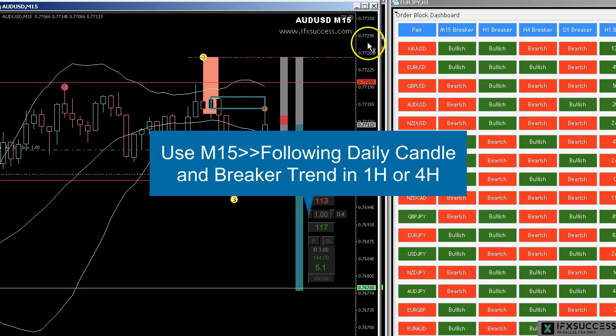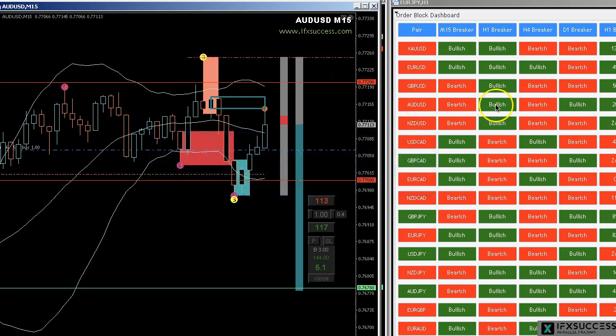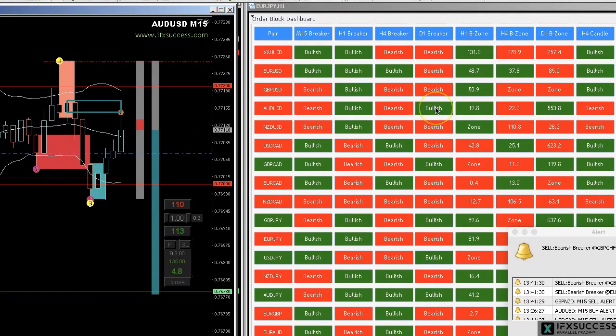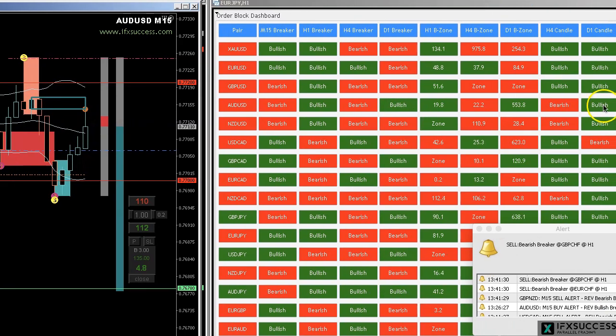So on this Australian dollar, pretty much what I'm following is the 1 hour breaker, and then we also have a bullish breaker right over here on the daily, which is actually quite old. It's like 500 pips away from that breaker. But my only good thing about this is that I have a daily candle which is going bullish. My 1 hour is bullish.